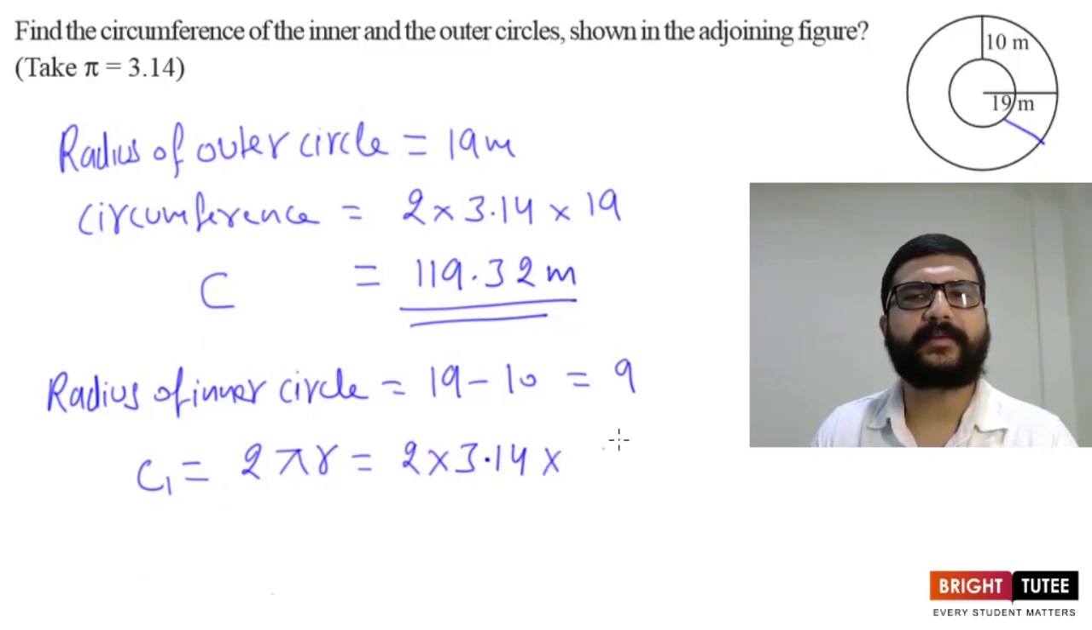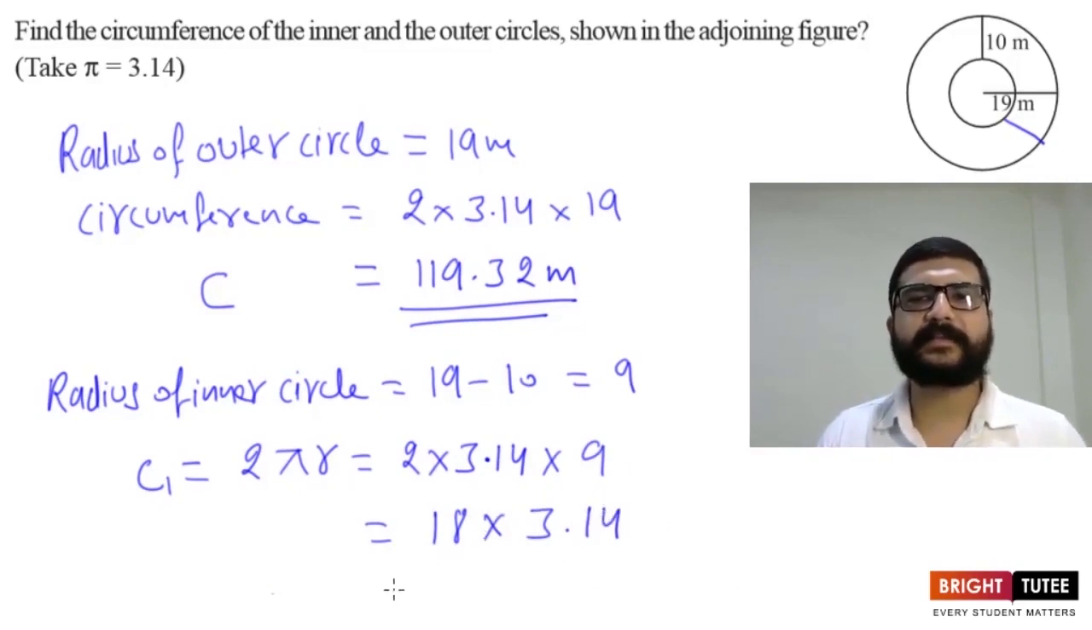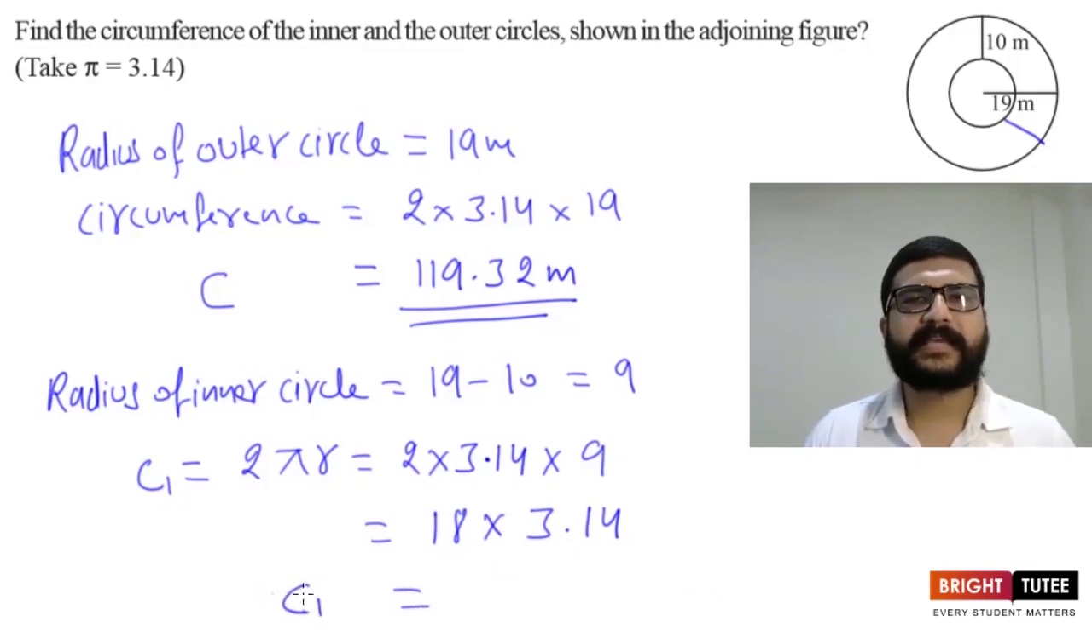It is the value of pi into r, and r is 9. So this will be 18 into 3.14, because 2 into 9 is 18, and this has to be multiplied with 3.14. Now we know how to multiply these numbers. By multiplying them, we will get circumference C1 of the inner circle.